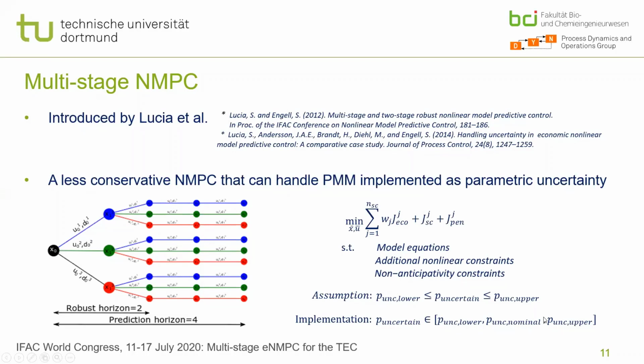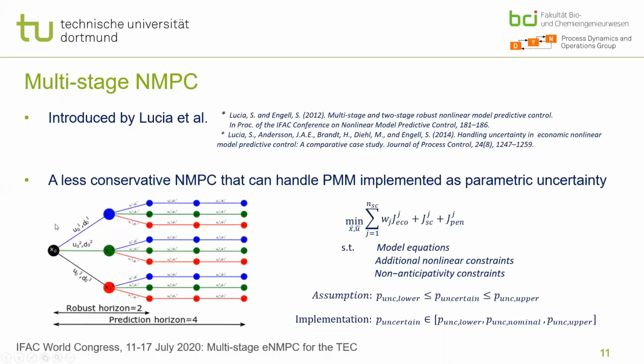You can see that in this case, we are sampling the uncertainty interval, and we are assuming only 3 values in each interval: the lower, the nominal, and the upper value for each of the uncertain parameters. In this case, we assume that the scenario tree can branch at 2 points, and so we have a robust horizon of 2, which leaves us with 9 scenarios which have to be summed up and solved all together in one big NLP.